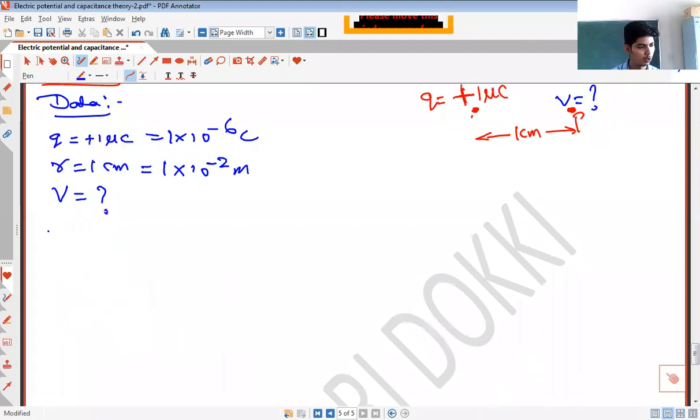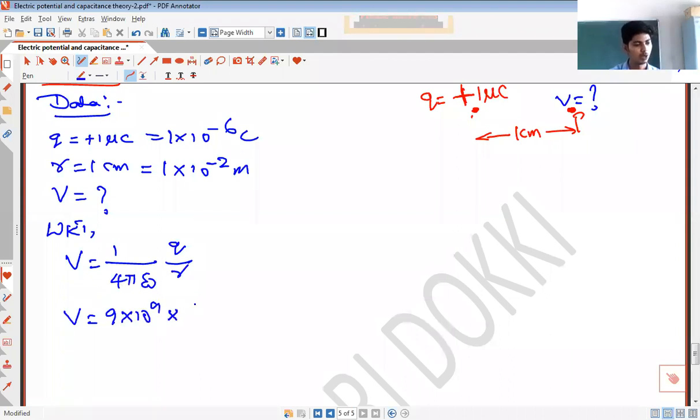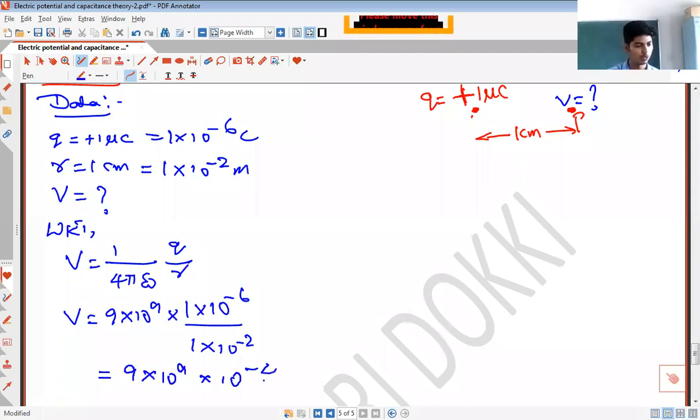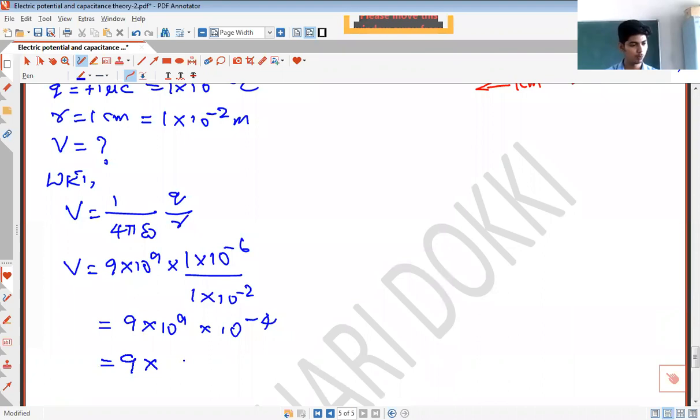We know that electric potential at a point due to a point charge is given by V equals 1 by 4 pi epsilon naught Q divided by R. V equals, we know 1 by 4 pi epsilon naught is 9 into 10 to the power of 9. Q is given as 1 into 10 to the power of -6 divided by R, which is 1 into 10 to the power of -2. So 10 power -2 in the denominator becomes 10 power +2 in the numerator. So this will be 9 into 10 to the power of 9 into 10 to the power of -4. Correct? Minus 6 plus 2 will be minus 4. So this will be 9 into 10 to the power of 5 volts.